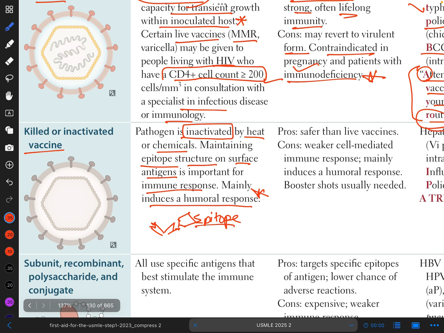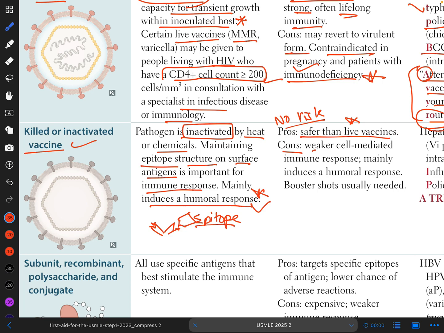What are the pros and the contraindications? The benefits are that it is safer than live vaccines. It has fewer side effects, and it has a strong humoral immunity. The humoral response is strong as compared to live attenuated, but it has a weaker cell-mediated immune response than live attenuated, and there is no risk of infection. That's also a good thing, because the microorganisms are already killed inside the vaccine.